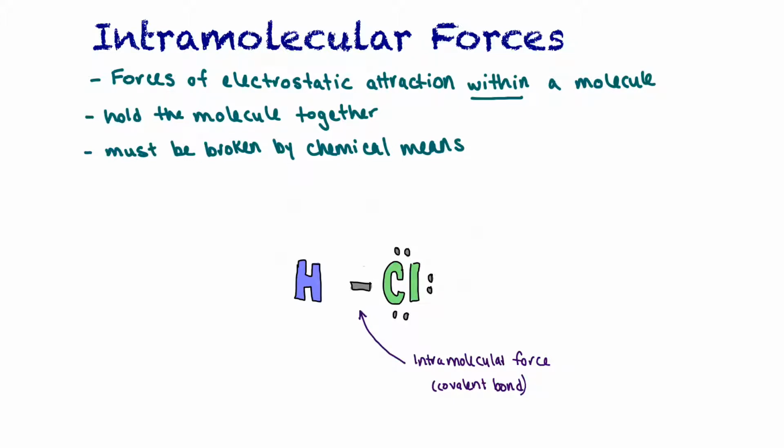So the example that I'm showing here, hydrogen chloride again. We have our hydrogen atom and our chlorine atom, and they're sharing a pair of electrons, and that would be the intramolecular force. It's the covalent bond that's between the two atoms. Now, in an ionic compound, it would be the same thing. The intramolecular force would be the attraction between the two in the ionic bond.